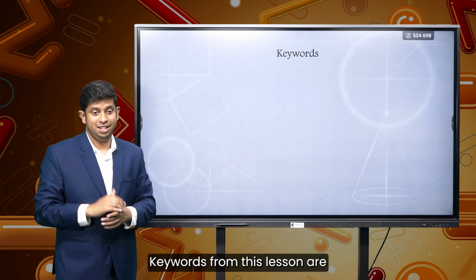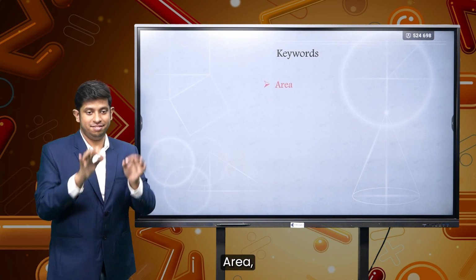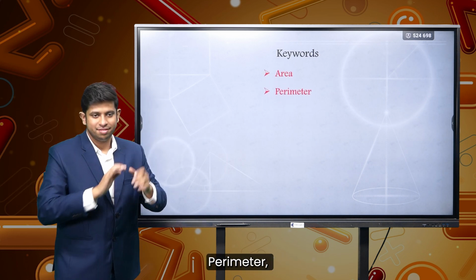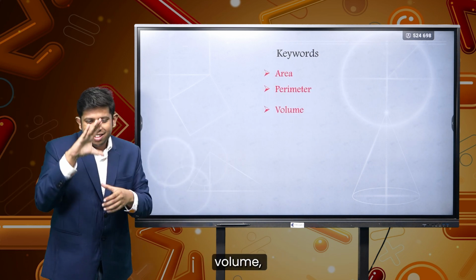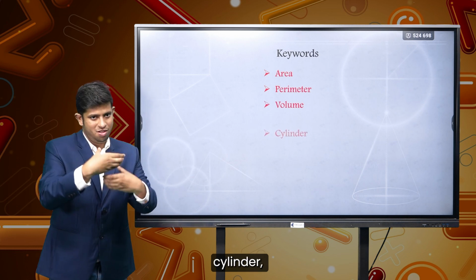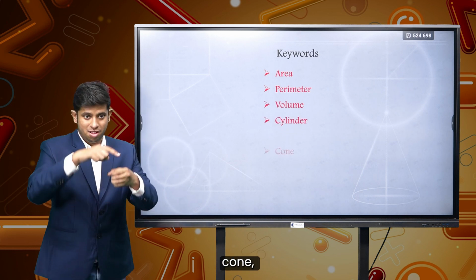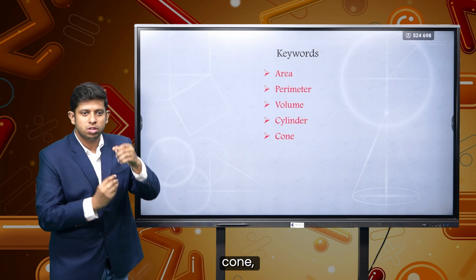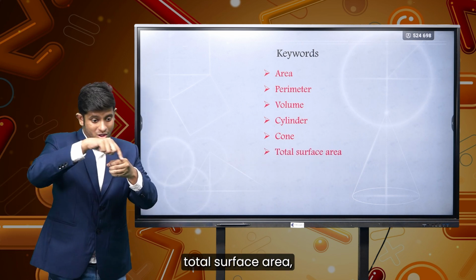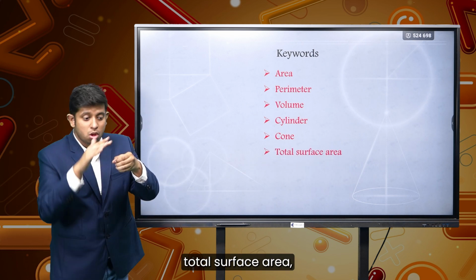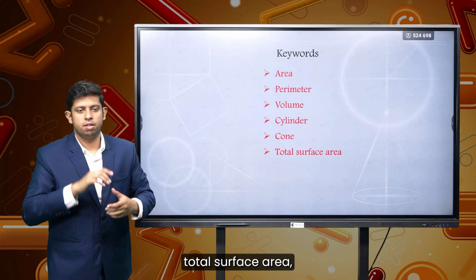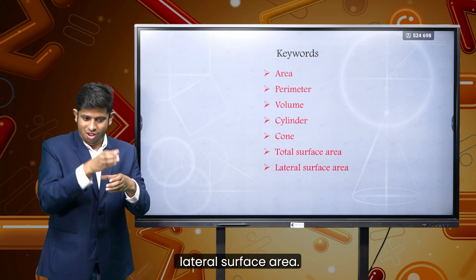Keywords from this lesson are area, perimeter, volume, cylinder, cone, total surface area, lateral surface area.